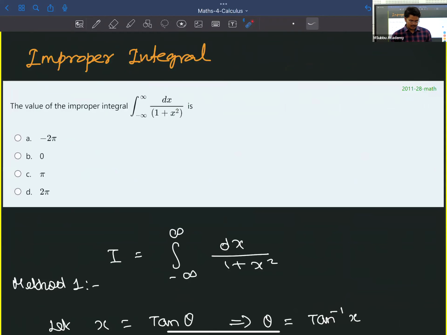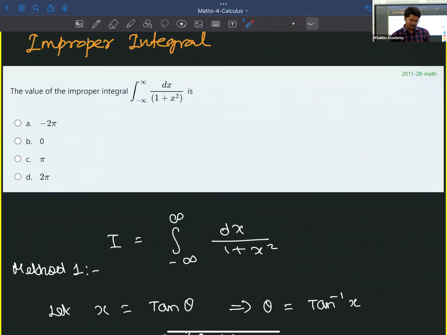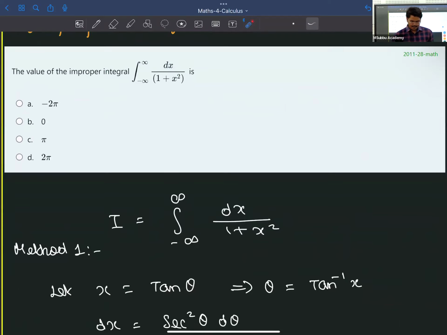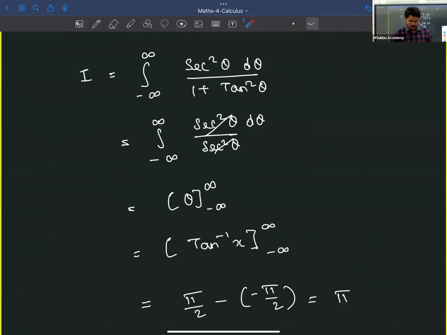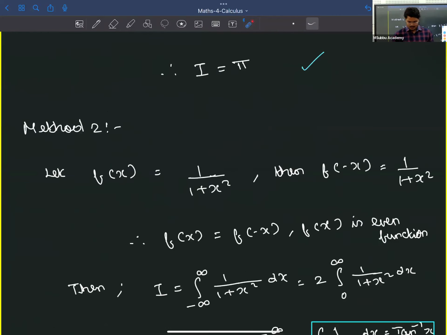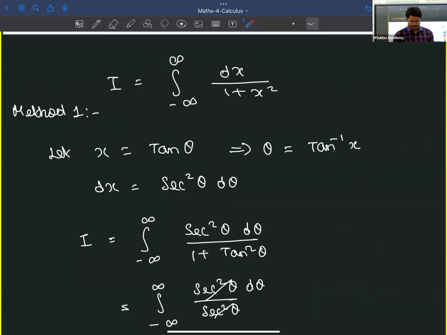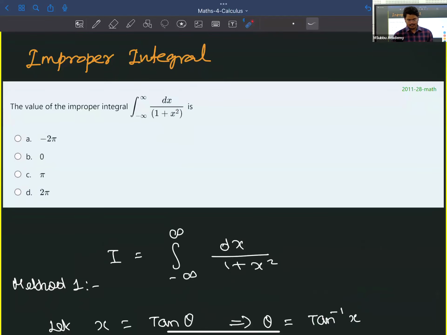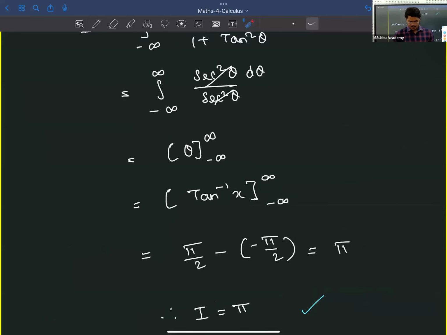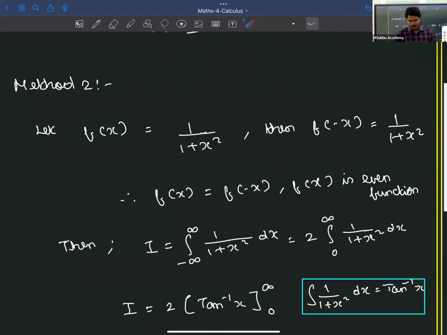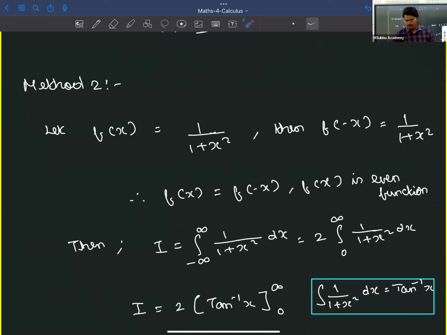So improper integral. Okay. So for this, we have two methods. First method, I'll just explain directly. So this is the integral we have: integration from minus infinity to infinity of dx by 1 plus x square. So directly, f of x is equal to 1 by 1 plus x square. Then let's take f of minus x. When you replace x by minus x, again you will get 1 by 1 plus x square. Therefore, f of x is equal to f of minus x, so f of x is an even function.